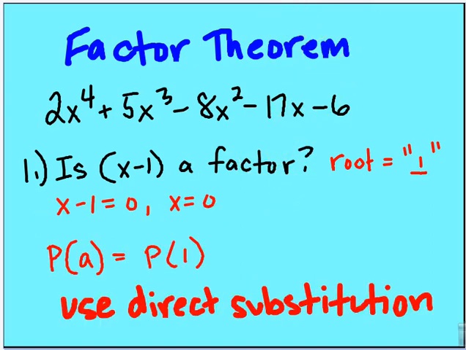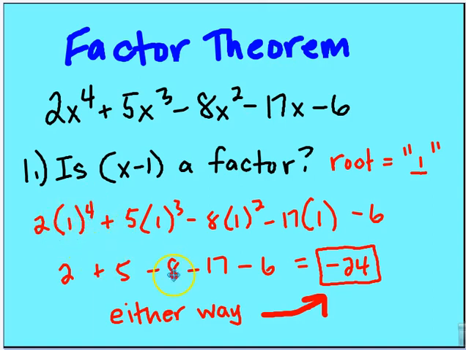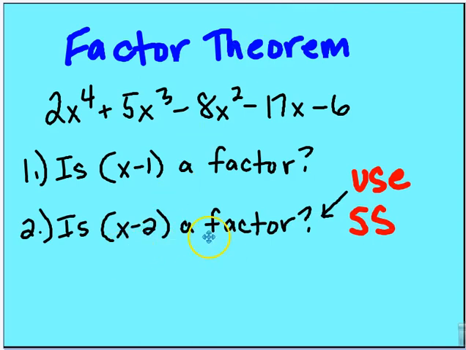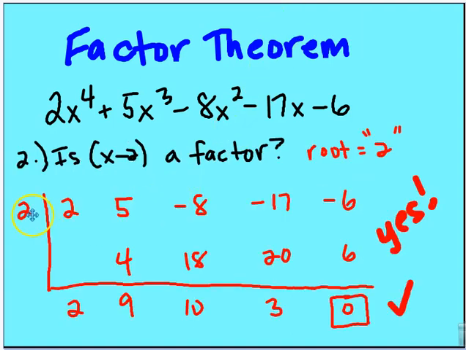Using direct substitution, we can go through the same process. We end up with the same value, negative 24. So either way, we can see that x minus 1 is not a factor of this polynomial. For x minus 2, we can use synthetic or direct substitution here. I'm going to use synthetic, and I end up with 0 as my result, which means that 2 is a root, yes, and x minus 2 is a factor of this polynomial.